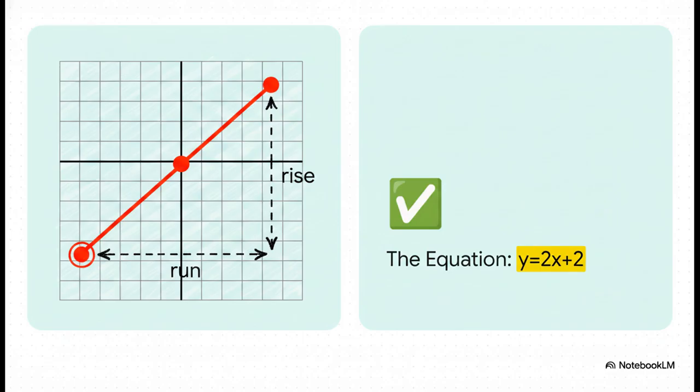Step 3, check the y-axis. Where is it crossing? Right at positive 2, so b is 2. Step 4, put it all together. Our clues unlock the final equation perfectly. y equals 2x plus 2.